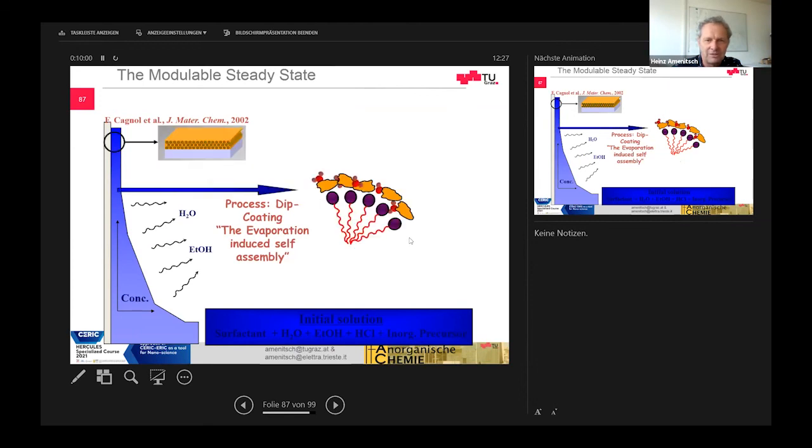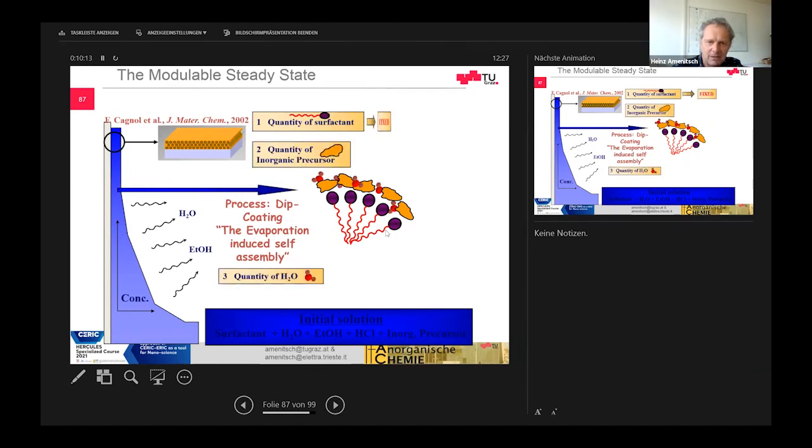And what is important here is that you have this intermediate regime where you have water and ethanol available. And what is important is that, from the chemistry, the quantity of surfactant and the quantity of the inorganic precursors is fixed. And you have to somehow stabilize this. And the only free quantity is water.